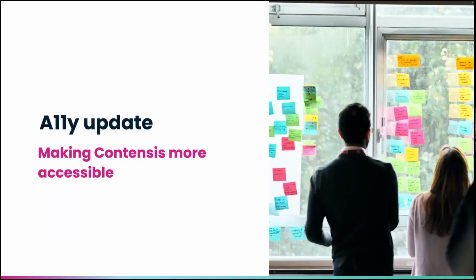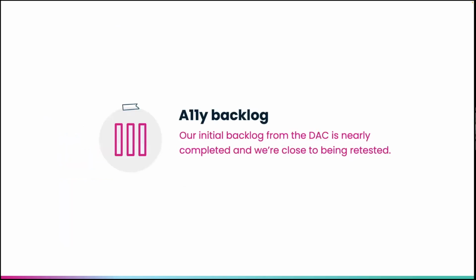So that's the core updates to the product. But John has been working exceptionally hard at the end of last year, continuing to work through making Contensis more accessible. So we gathered a report from the Digital Accessibility Centre looking at about 12 to 15 different primary journeys that customers use in Contensis. And all of the changes from that report are nearly completed and close to being retested. And we continue to strive to make all our work accessible now.